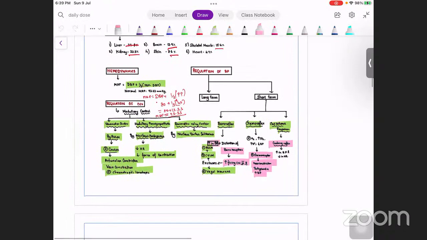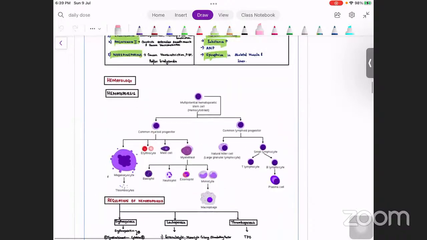What is the normal mean arterial pressure? 93.33 mm of Hg.